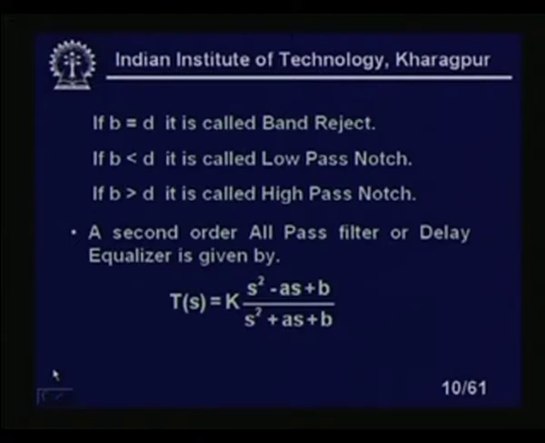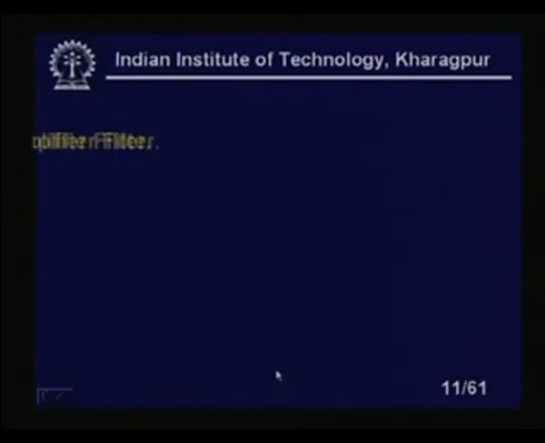Suppose I have a second order all pass filter or delay equalizer, given by T(s) equal to k times s square minus a s plus b upon s square plus a s plus b. In this case, these poles and zeros are mirror images of each other. You see, this will be k times s square minus a s plus b upon s square plus a s plus b, right. It is a mirror image of each other.